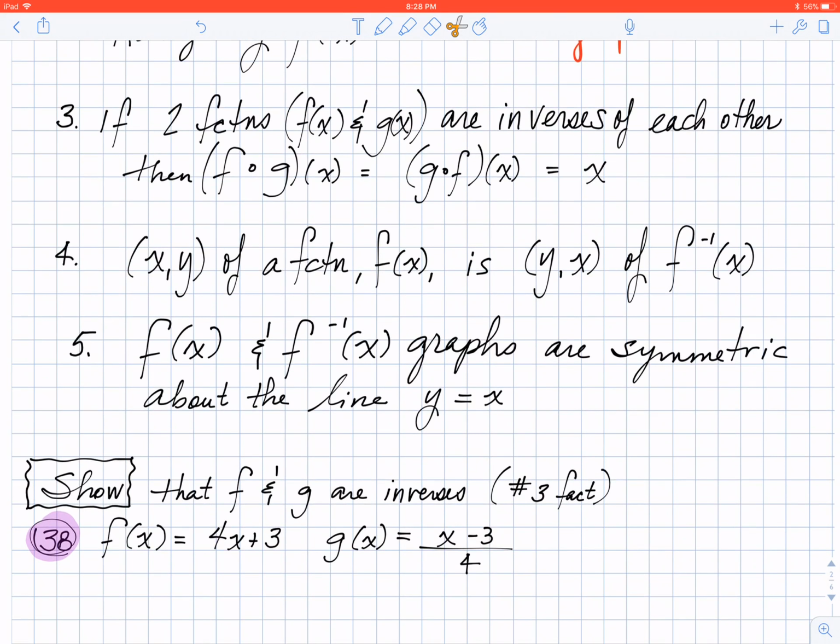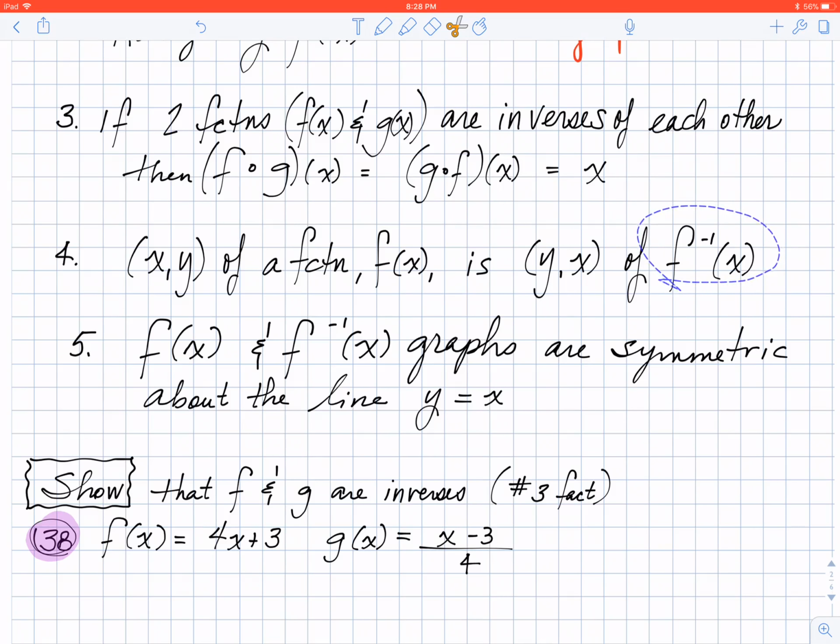Interesting fact number 4. The coordinate (x, y) of the original function f of x is going to become the coordinate (y, x) of the inverse function. So the x and the y becomes the y and the x.